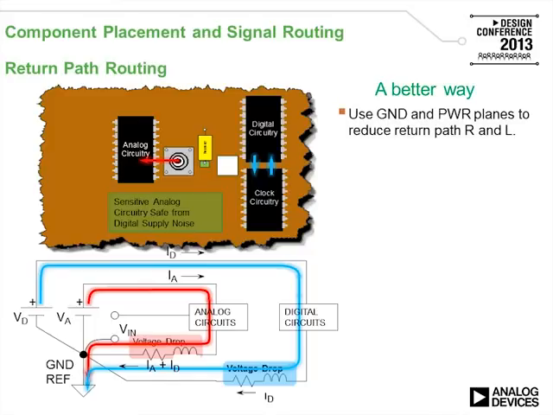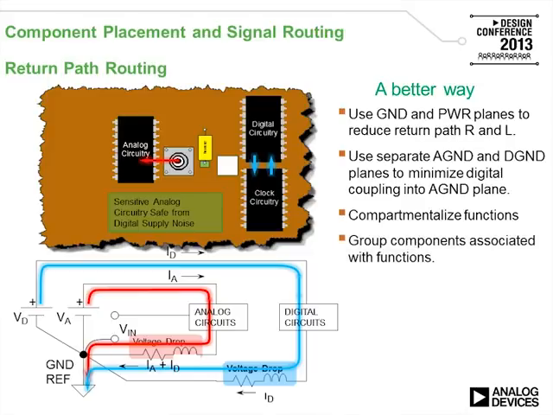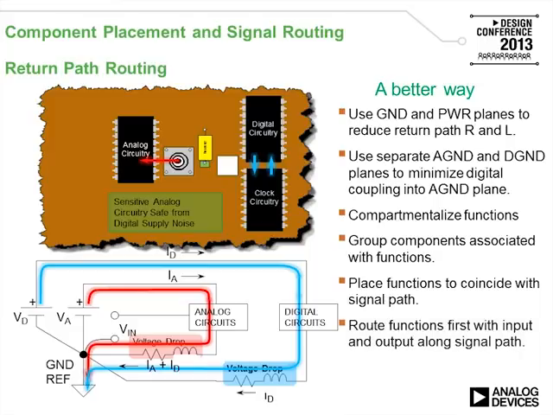To be able to do this properly, use ground and power planes to reduce the return path resistance and inductance. Use separate analog and digital ground planes. Compartmentalize the functions. Group the components associated with functions together. Place the functions to coincide with the signal path. And then route the inputs and the outputs along the signal path, and then route the connection between functions as the last step.